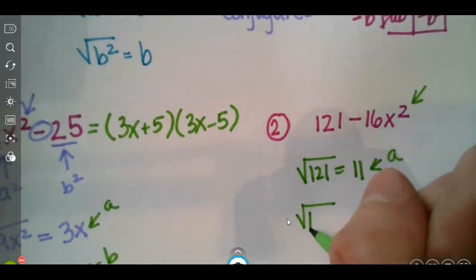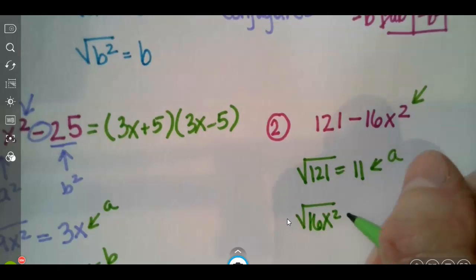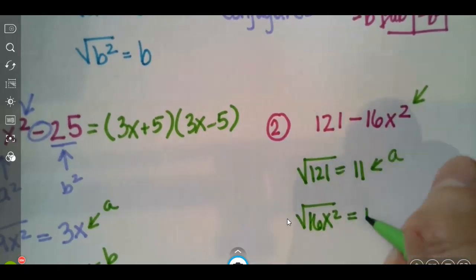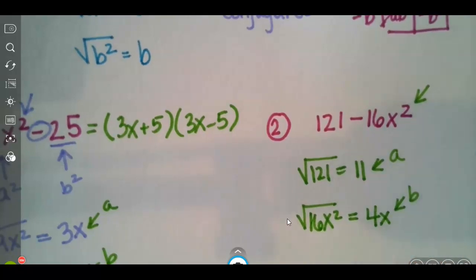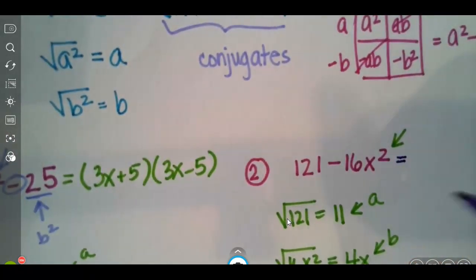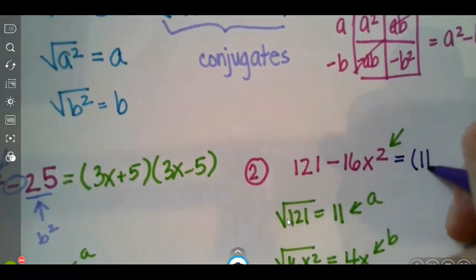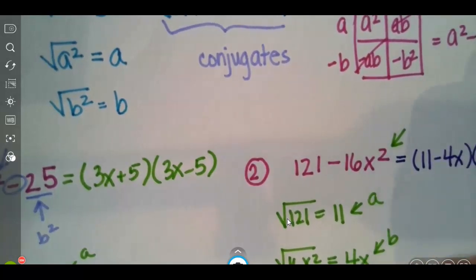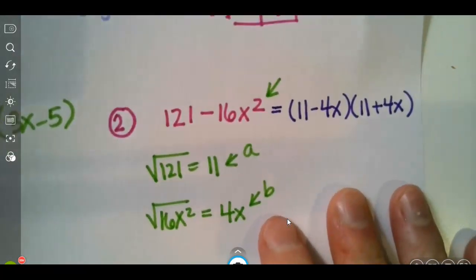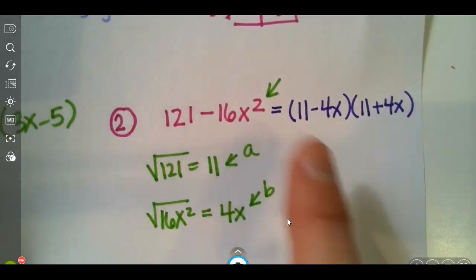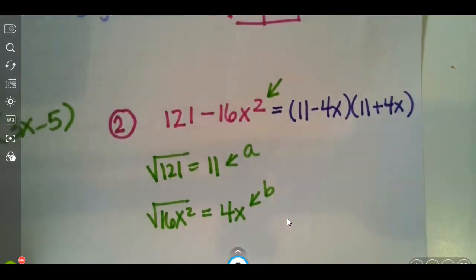B will be the result of the square root of 16x squared. Square root of 16 is 4, square root of x squared is x. And this is b. So a minus b, a plus b. I don't care if you do the minus first or the plus first. What I do care about and what is important and makes a difference is whether or not you put the square root of this term first versus this one. So they have to go in the correct order. All right, just a couple more, and then you should be good to practice.